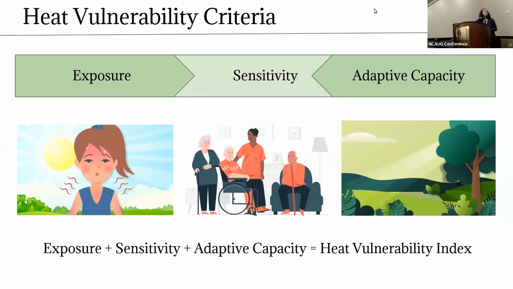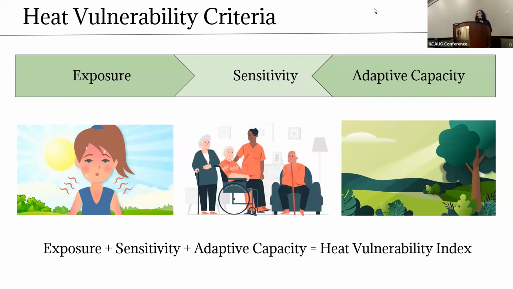Which leads me into the heat vulnerability index that I created. To create my heat vulnerability index, there were three primary criteria I needed to look at. The first is exposure. This looks at where people are exposed to the highest temperatures throughout the county. The second one is sensitivity. These are going to show who's the most sensitive to these high temperatures, such as adults above the age of 65 and those with chronic illnesses.